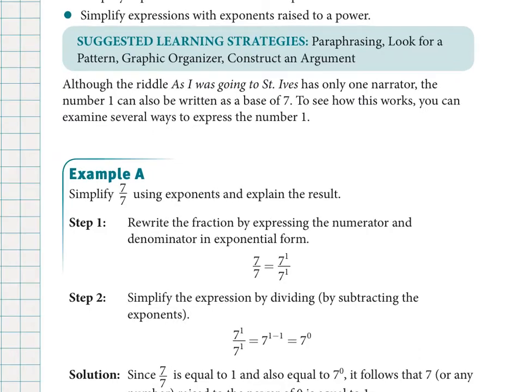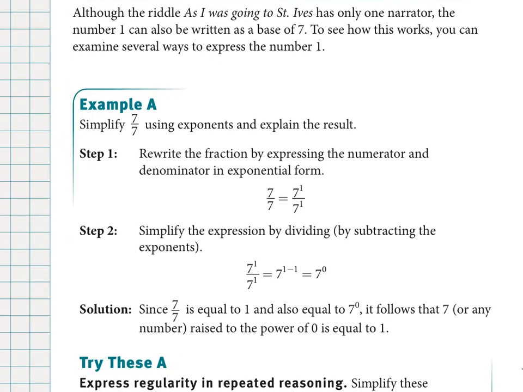Let's jump into example A. We want to simplify 7 over 7 using exponents and then explain the result. First off, we could rewrite the fraction by expressing the numerator and denominator in exponential form. So 7 over 7 could be written as 7 to the first over 7 to the first. And we saw the rule in the previous section as well: when you're doing a division problem, we subtract exponents.